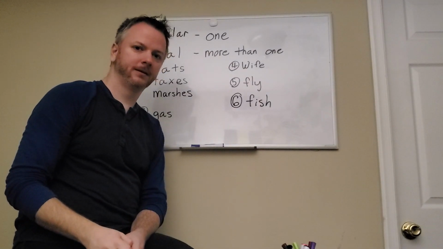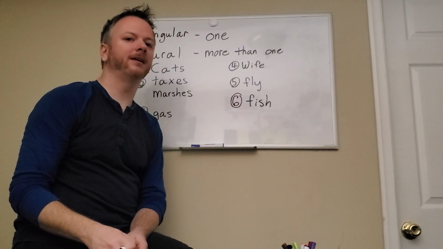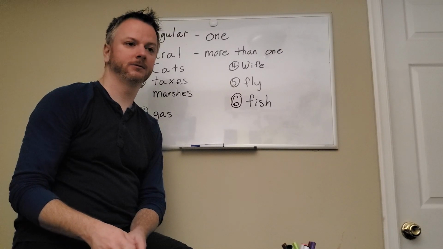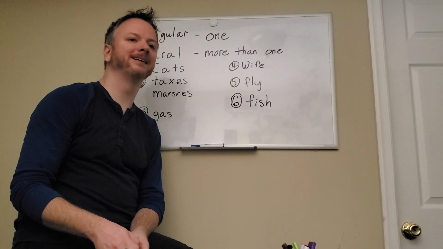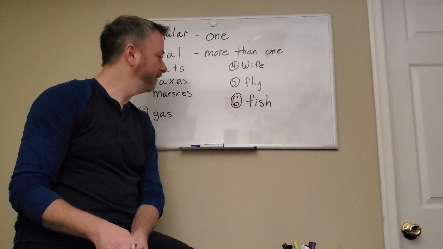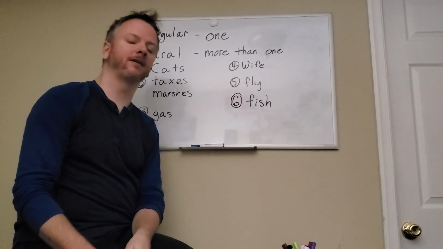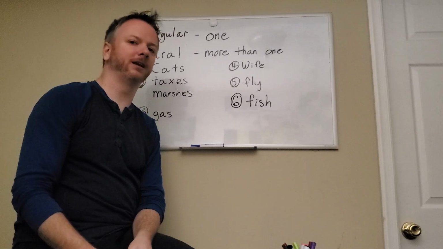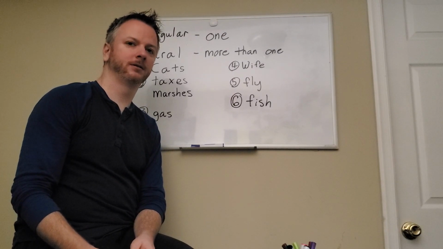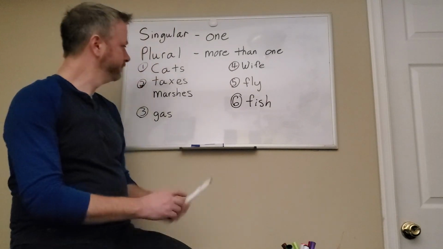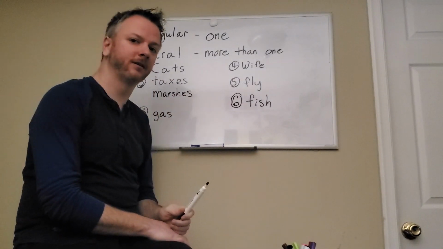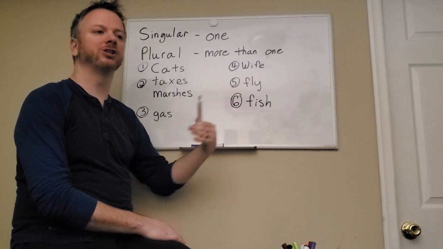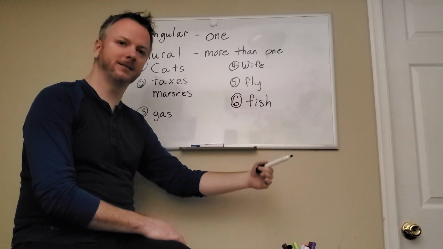Taxes. When I go to the store, I pay a sales tax on an item. But at the end of the year, I have to pay all of my taxes. I went to visit the marsh this afternoon. I enjoy visiting many marshes when I have time. So for those words, we're going to add an E before we add the S so that we hear that marshes, taxes, buses sound.